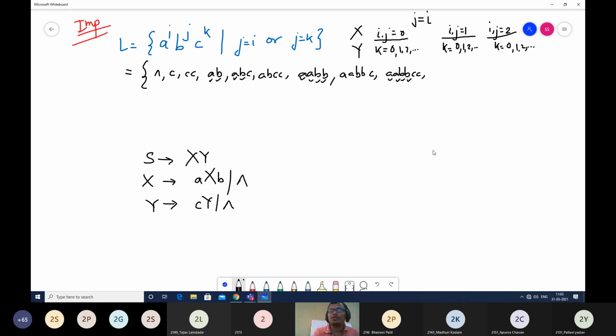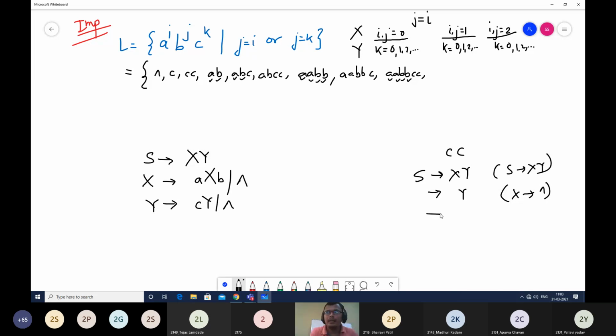Okay, I'll take one example to show here. Say for example, I want to accept string like CC, where now I and J are 0 and K is 2. So I will apply S gives XY, correct? First I'll apply S gives XY. Then I apply X gives null. Why apply X gives null? Because I don't have A and B in my string. So I make that X as null by applying X gives null.